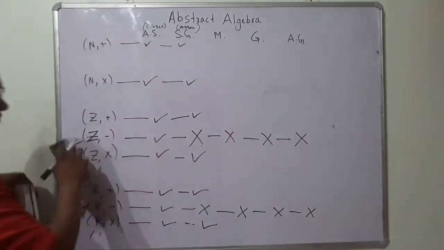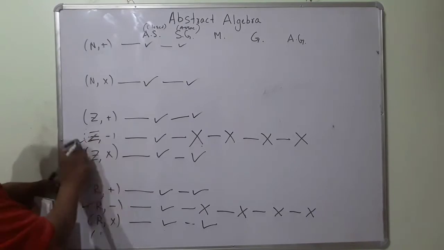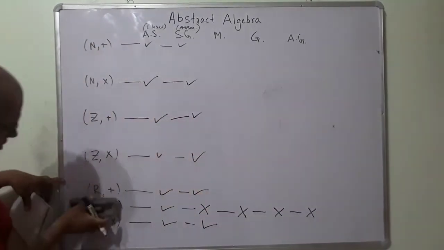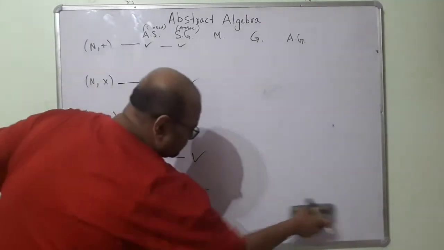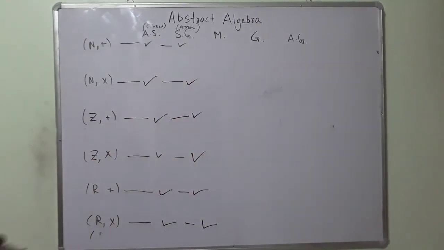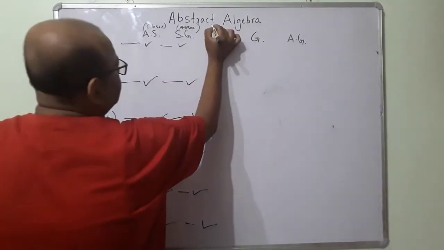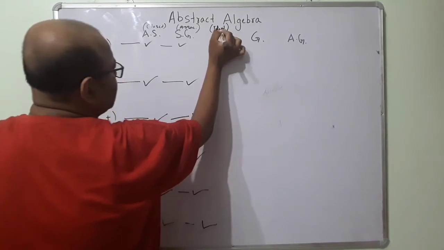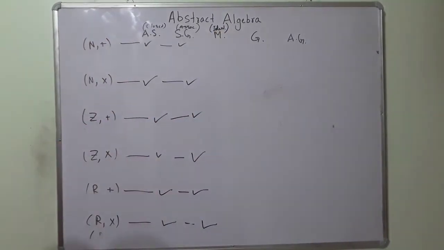Now let us remove these two. Let us talk about the rest. Is it a monoid? Does the identity exist? That is what a monoid asks.